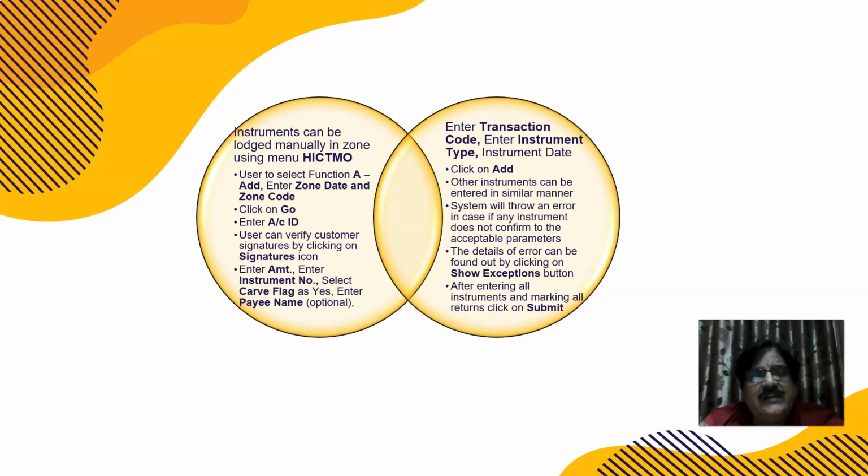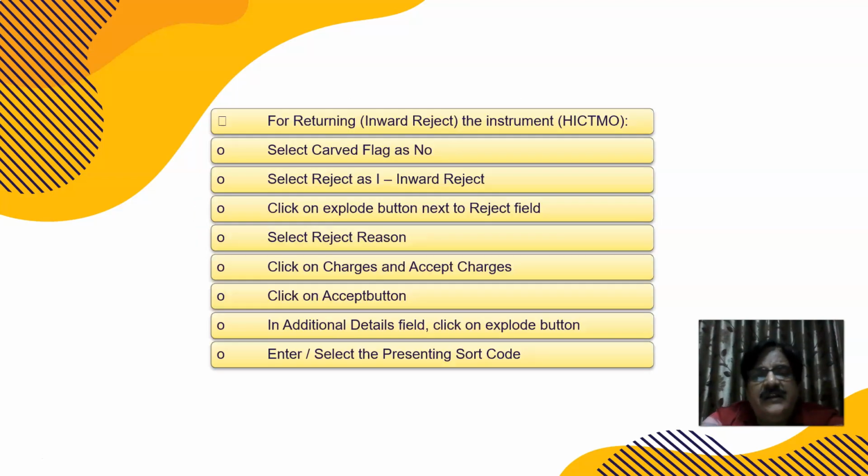Maybe there is some problem, some balance problem in the account, so we generate this report. Instruments can be lodged manually in zone using menu option HICTMO, A for addition, zone code, zone date, account ID, signature, instrument number, amount, CAR flag yes, pays account, notional, optional, transaction code, instrument type, instrument date. This I have explained. Transaction code means if it is a savings cheque or current account cheque, it will reflect 10 or 12 respectively.